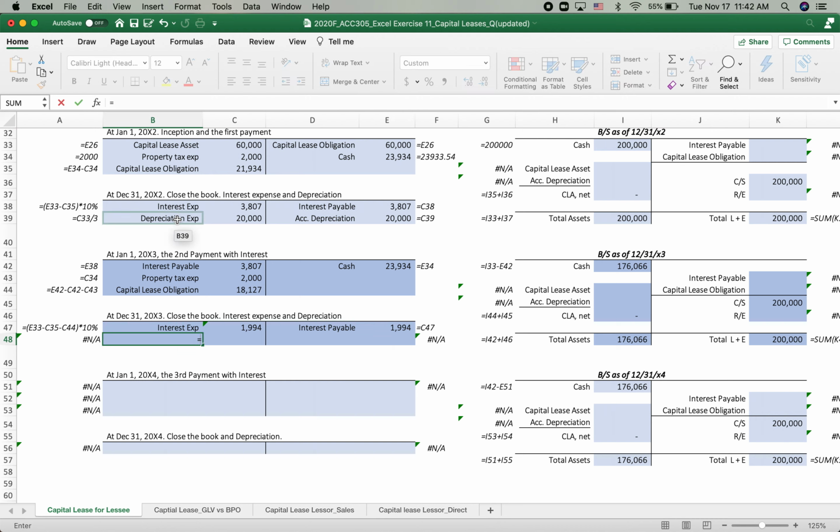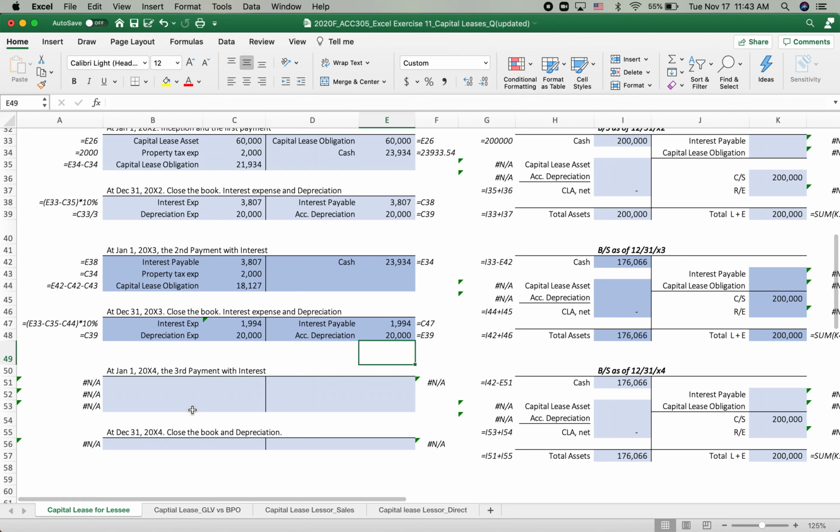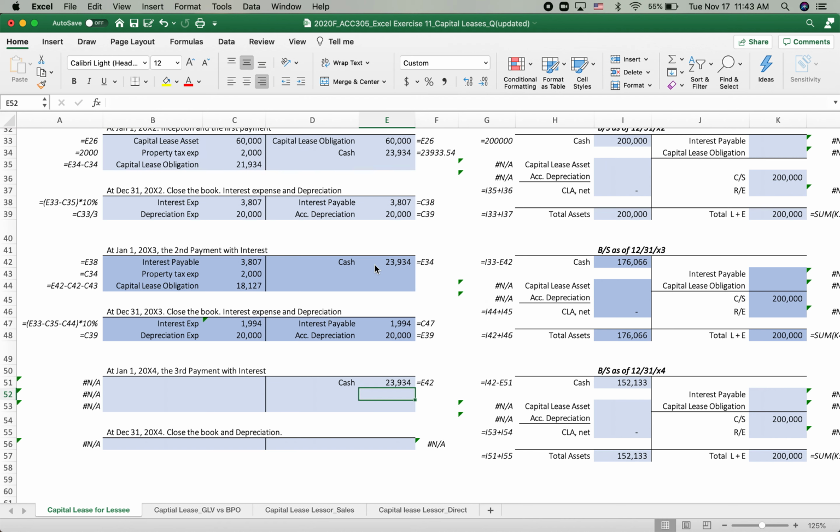Then we also need to calculate depreciation expense because we use this capital lease asset. We reduce this capital lease asset by the cost allocation, exactly the same amount, and accumulate depreciation the same way. Okay, and then finally the third payment with interest. The same way, we pay the cash amount, exactly the same recurring amount, 23,934, which includes interest payable. We need to remove this interest payable because we paid this cash that includes this interest expense, but we already recognized the interest expense yesterday.